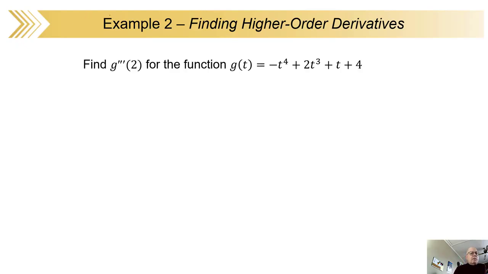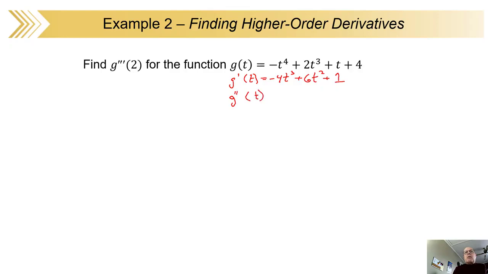So here's my g of t. The first thing we're going to do is get the first prime. Bring that 4 out front, negative 4t cubed. Bring this 3 out front, 6t squared, plus bring this unspoken 1 out front, and there's our derivative. Of course, this gives you 0. We're looking for triple prime or triple derivative, so let's go to the next step.